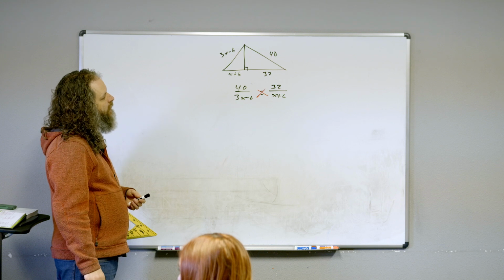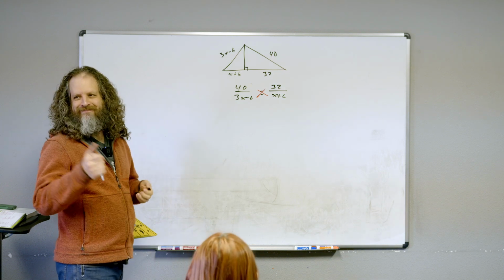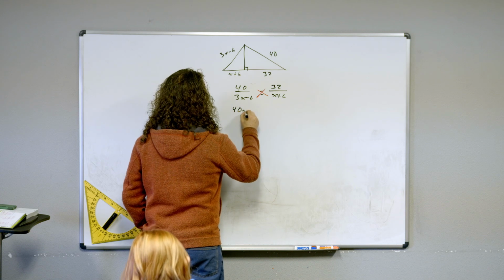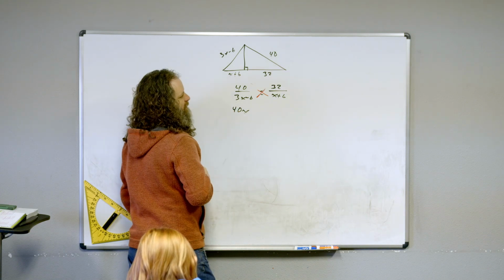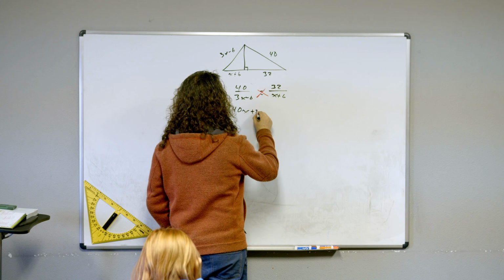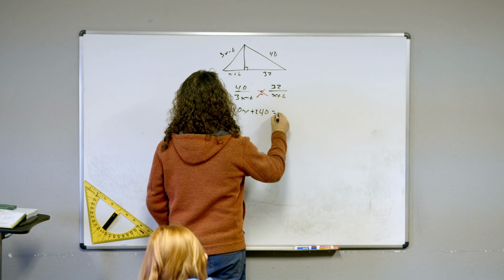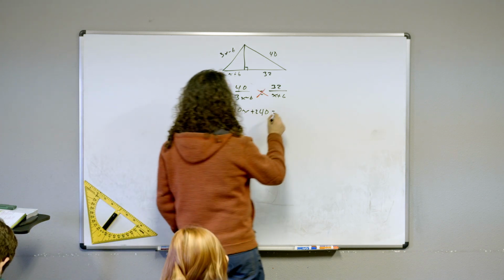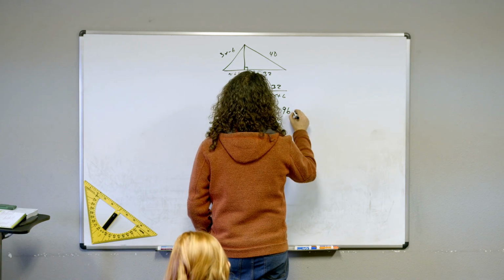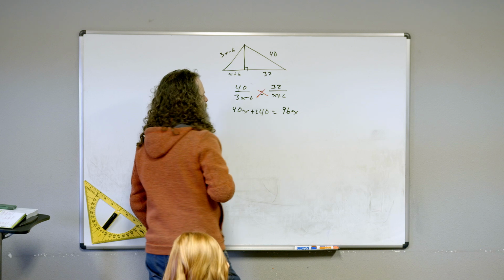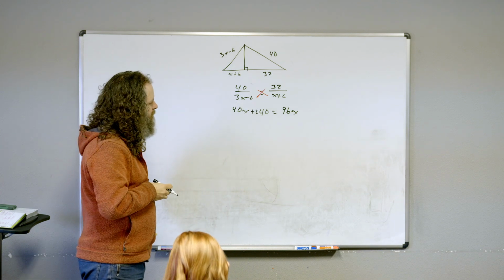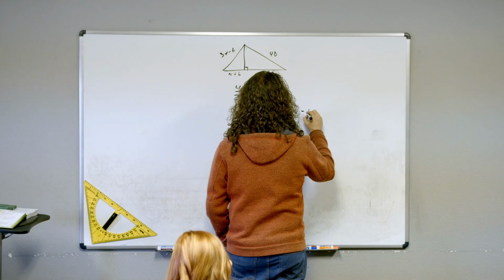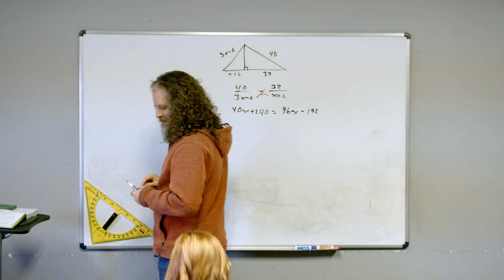Okay. What's 40 times x? 40x. What's 40 times 6? 240. What's 3x times 32? 96x. And what's negative 6 times 32? Negative 192. So close, negative. Negative 192. Now what?